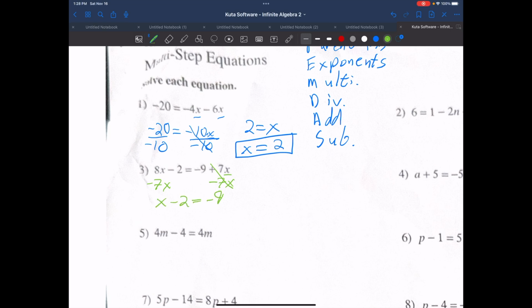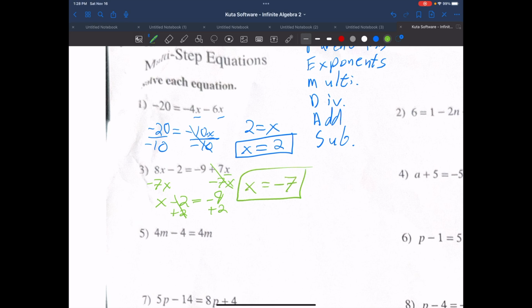Are we done? No, because x is not by itself. So we have to do the inverse operation of subtraction, because there's subtraction happening between the x and the 2. The next thing I'm going to do is add, right? Addition's the inverse operation of subtraction. So I'm going to add 2 to both sides. The negative 2 and the positive 2 will just go to 0. And then negative 9 and positive 2 will be negative 7. So I'll write x equals negative 7. I'm kind of crowded right here, so I'm going to move it up over here. X equals negative 7.